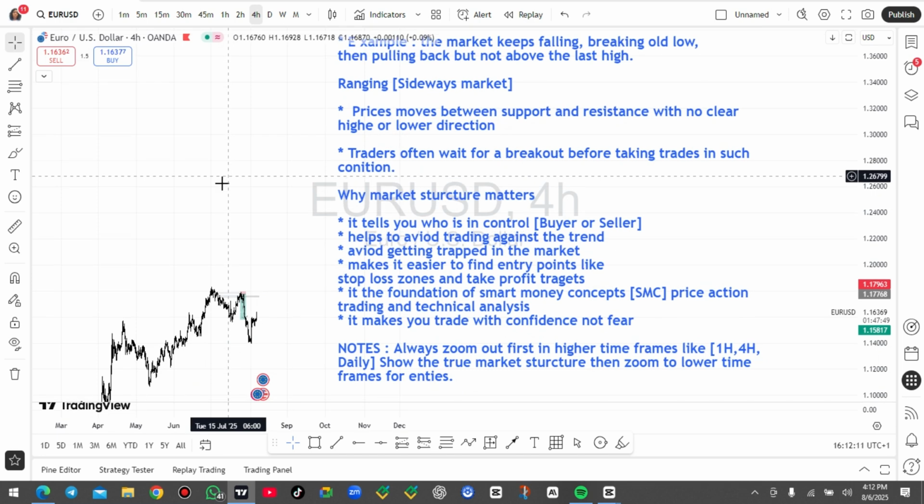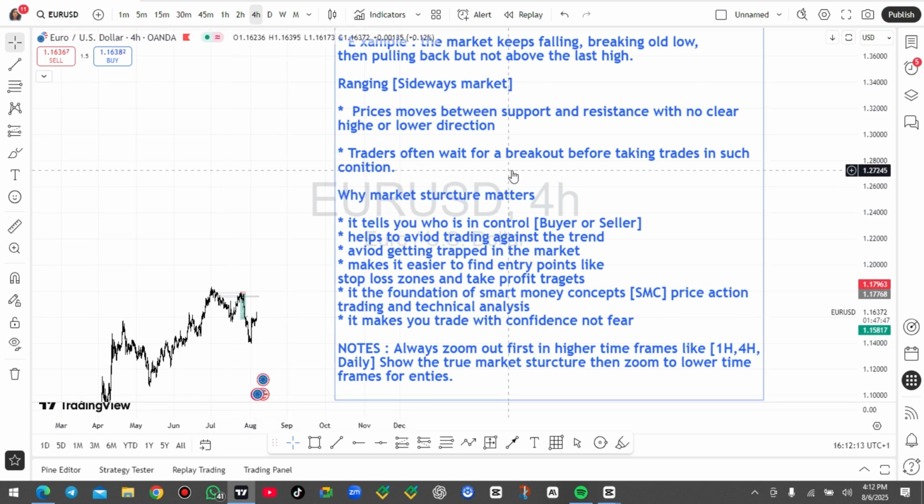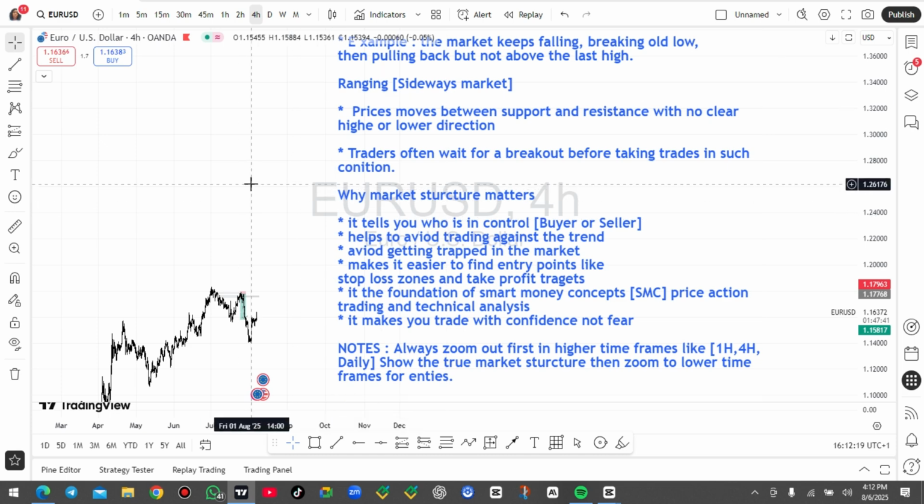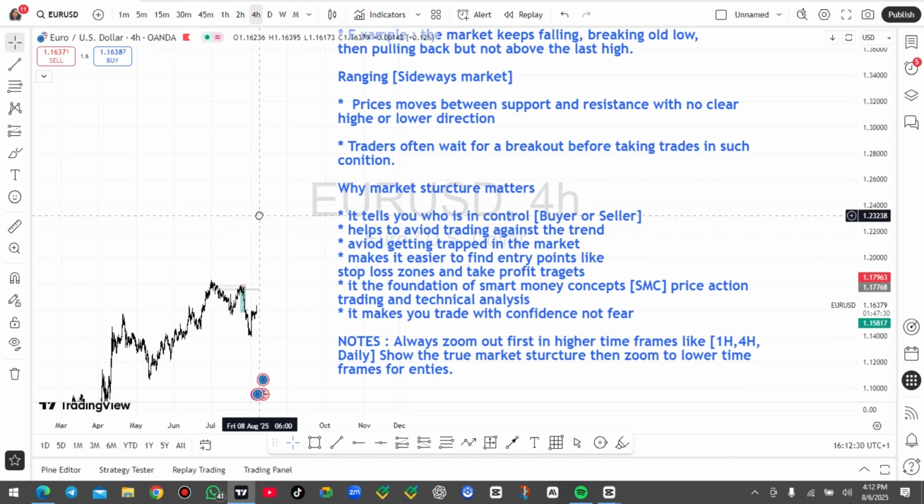And the next one says traders often wait for a breakout before taking a trade in this condition. So as a trader, why are you waiting for a confirmation? You don't know if the market wants to break high or break low. So you don't need to trap yourself in the market on a consolidation market.